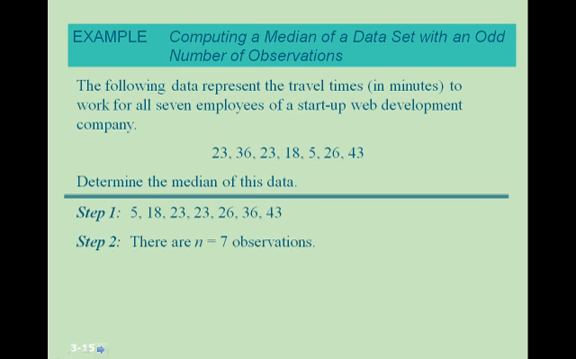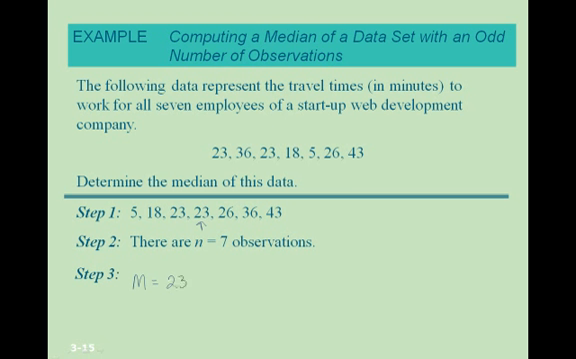Step 2 is to determine the number of observations. So we see there were 7. Since it was an odd number, we know that the data value which is right in the middle will be our median. So M will be 23.